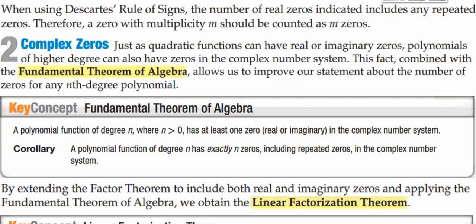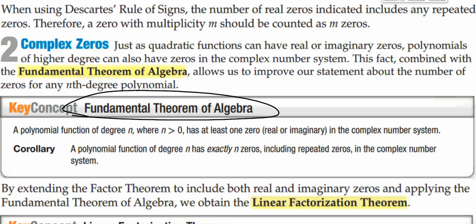So the fundamental theorem of algebra says that a polynomial function of degree n, where n is greater than 0, has at least one zero, real or imaginary. Now, that's different than anything we've said so far, real or imaginary, in the complex number system. And so that's very general. It's just saying it has at least one zero.